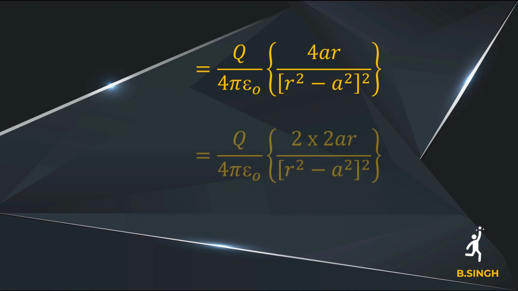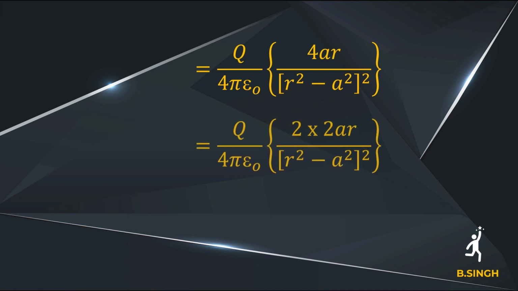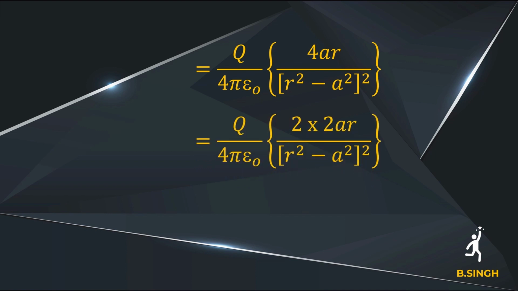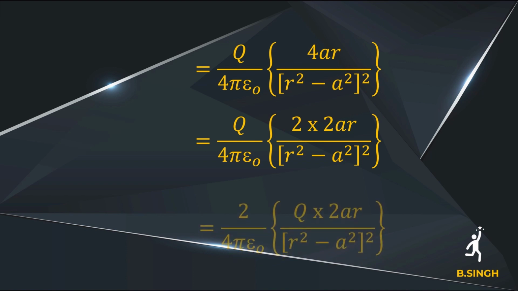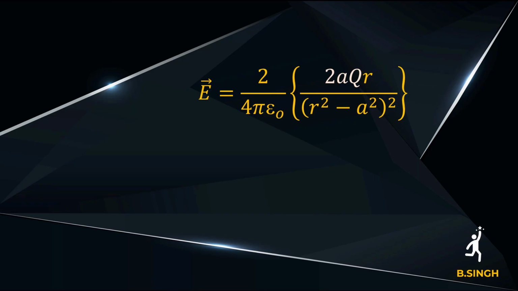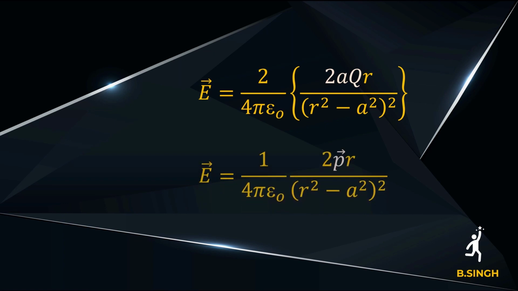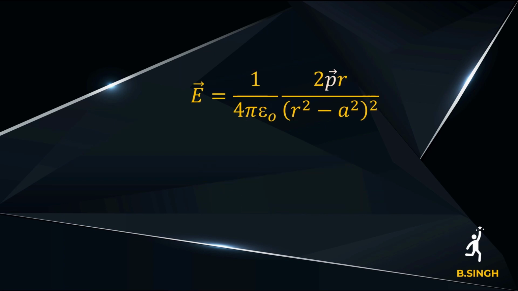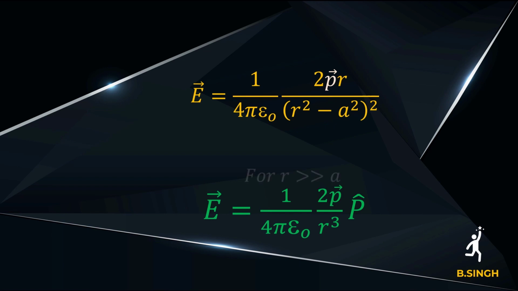We can split 4ar as 2 multiplied with 2ar. Now take the q inside the bracket and 2 outside. We know the product of charge and the dipole length is known as its dipole moment, hence, 2aq is dipole moment, p. Further, if r is much greater than a, the expression reduces to this form.